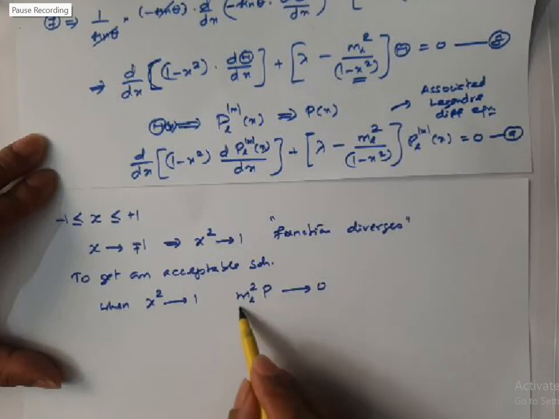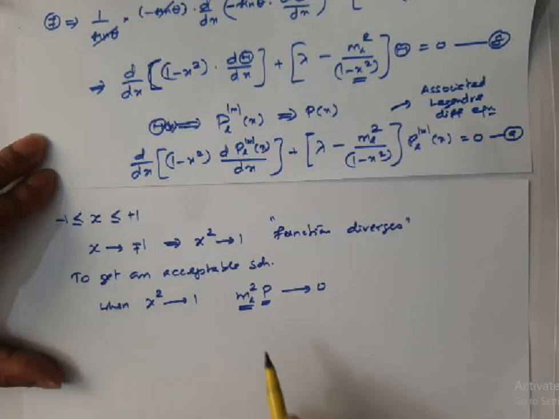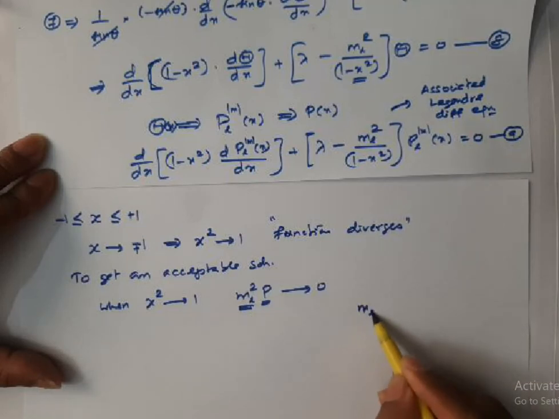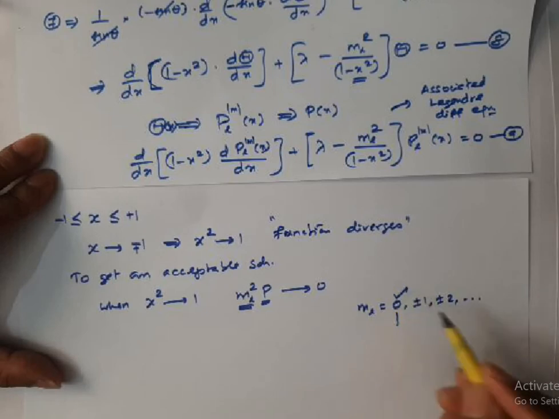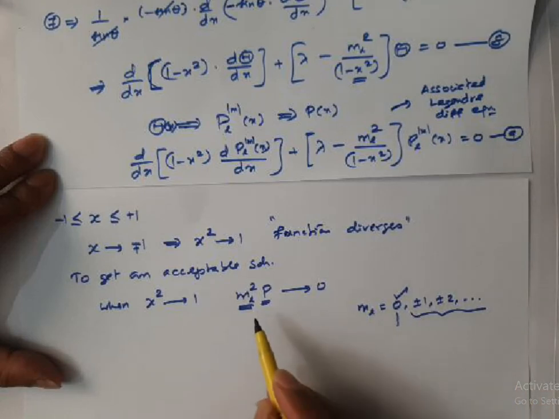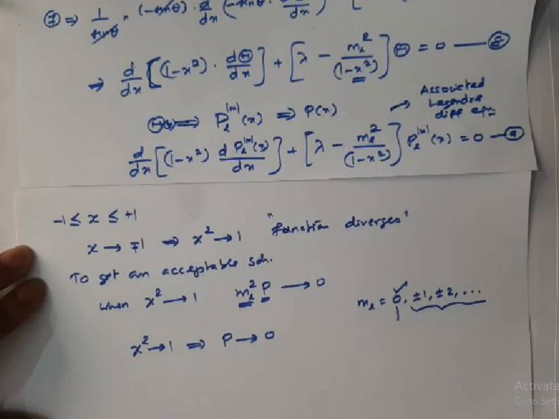If this quantity approaches 0, it means either ml should be 0 or p should be 0. You know the value of ml. ml can take values 0, plus or minus 1, plus or minus 2, etc. ml 0 is an allowed value, but ml non-zero values are also there. Therefore we need to focus on the function p such that p should approach 0. So our goal is, as x square approaches 1, p should approach 0. How to do that?